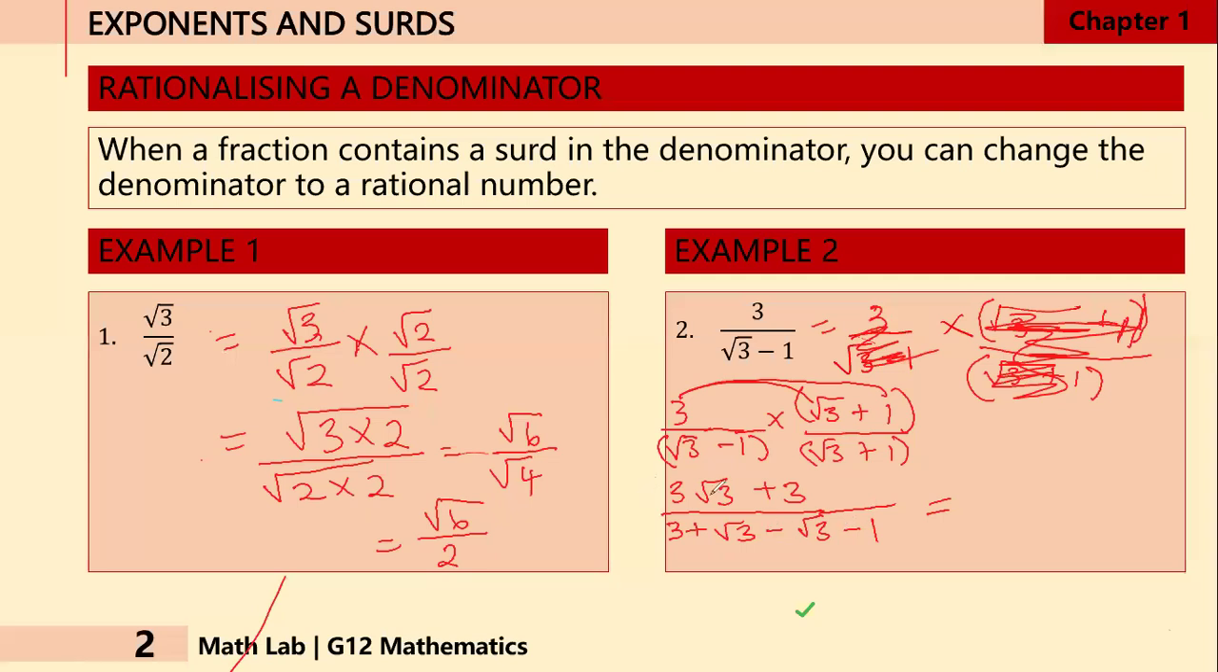Then what do we have here? We have 3 root 3 plus 3 all over. Can you see that the plus root 3 minus root 3 are like terms and they're canceling out each other? So we're left with 3 minus 1. So it's 3 minus 1, which gives us 3 root 3 plus 3 over 2.